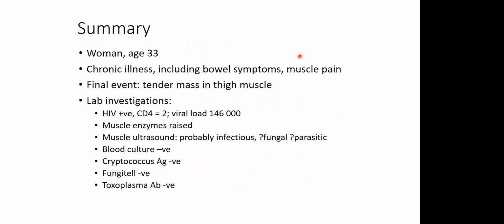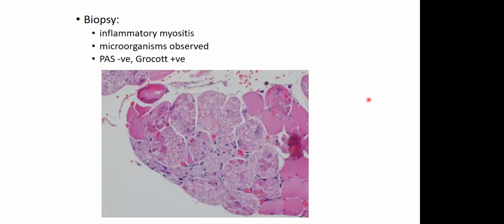So, just to summarize all that, here we have this woman at age 33, a chronic illness, which included bowel symptoms and muscle pain. The final event was the discovery of a tender mass in the thigh muscle. She was HIV positive, CD4 2, viral load 146,000, muscle enzymes up, and muscle ultrasound showed a mass. They weren't sure what it was, so they biopsied it, and other investigations were all negative. So the histopathologist wasn't sure what she was looking at, so they asked us to help.